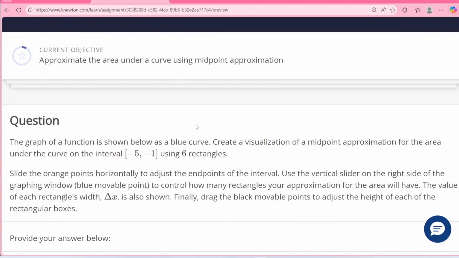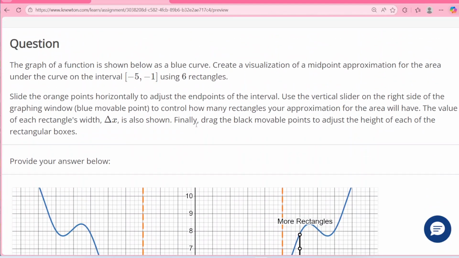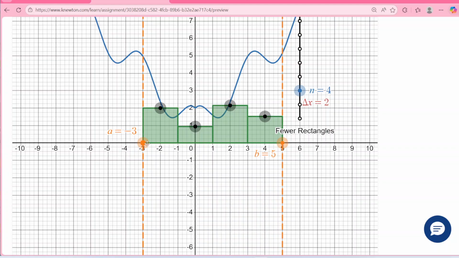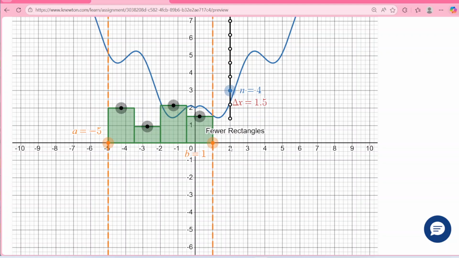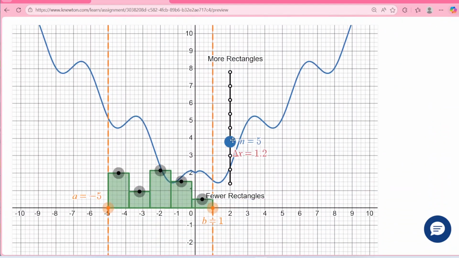All right, so another midpoint here. This is another one where you're moving things around. So again, the interval from -5 to 1. So I'll move the orange points, -5 to 1. They want 6 rectangles. So now I got 6 rectangles. And they already have the midpoints, the middle values plugged in.